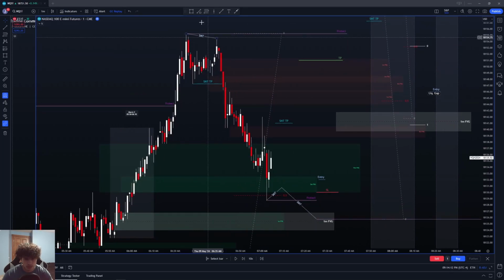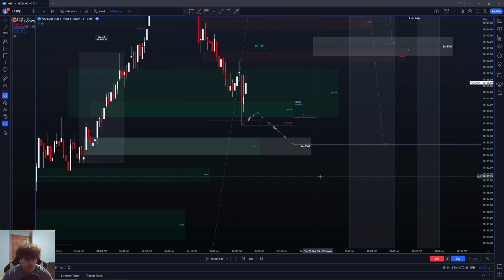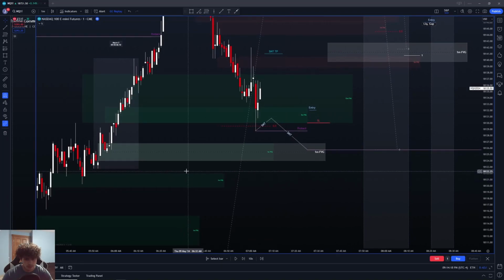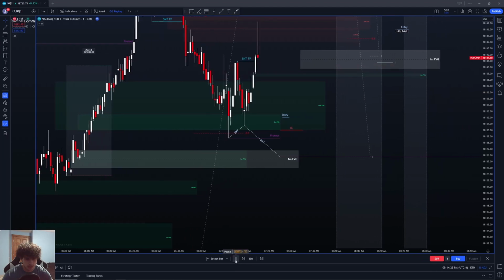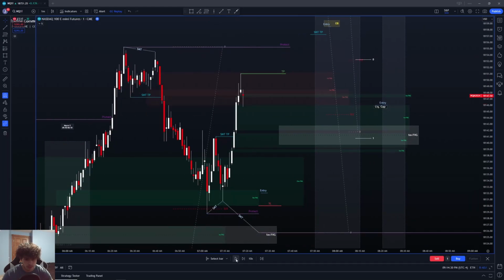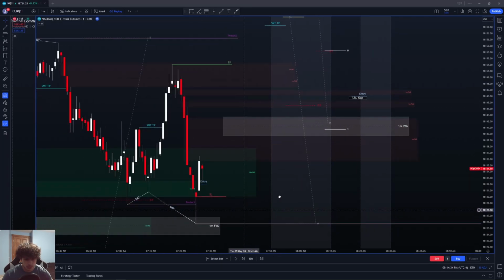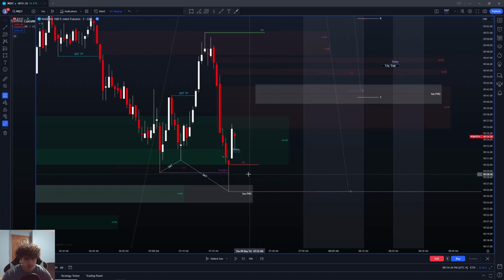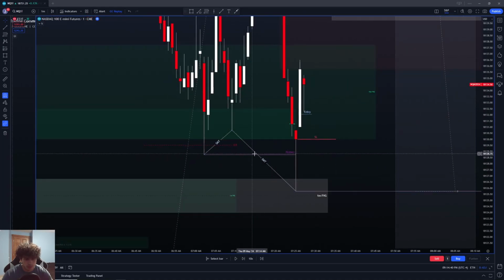Okay, so we just sold off. We just tapped discount of this range. I have a 1 minute fair value gap marked here. SMT right here. We create this SMT TP. We go higher. We sell off. We create another SMT at these lows, which also taps into this 1 minute. So after this, you can think of this as a sweep.